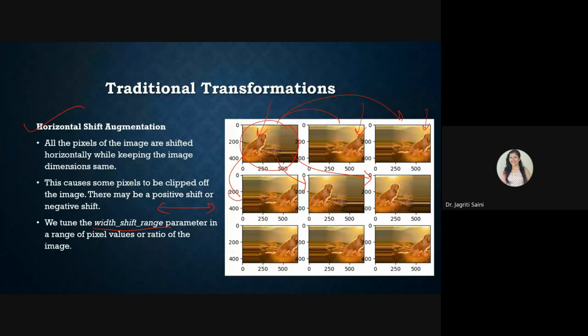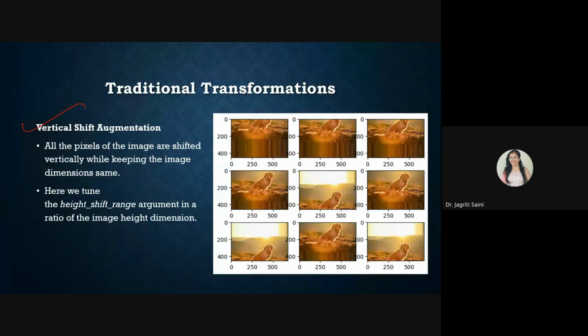We also call it positive or negative shift. However, in case of vertical shift augmentation, we are moving pictures vertically up and down with certain dimension factors that we can add into the system. So we precisely call it the height shift range argument that we add into the function parameters, and you can see that we are just putting things up and down.